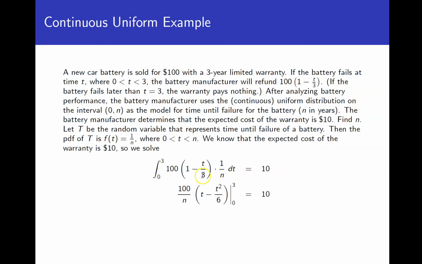We integrate 1 minus T over 3. We get T minus T squared over 6. The 100 and the 1 over N are constants, so we can pull those out in front. In fact, if we just swing that over to the other side, we'll get N over 10. If we plug in 3 for T, we get 3 minus 3 halves, or 3 halves on the left-hand side. So that gives us N has to be 15.